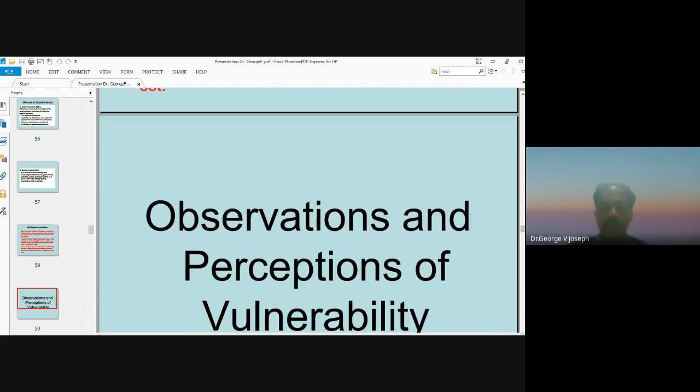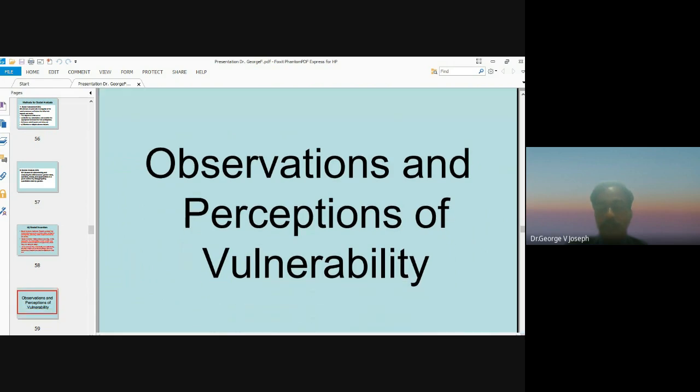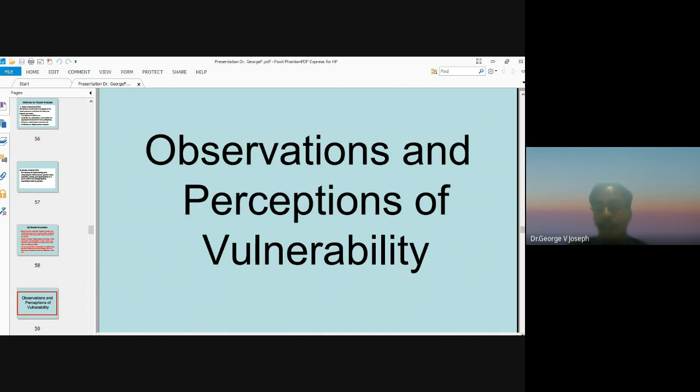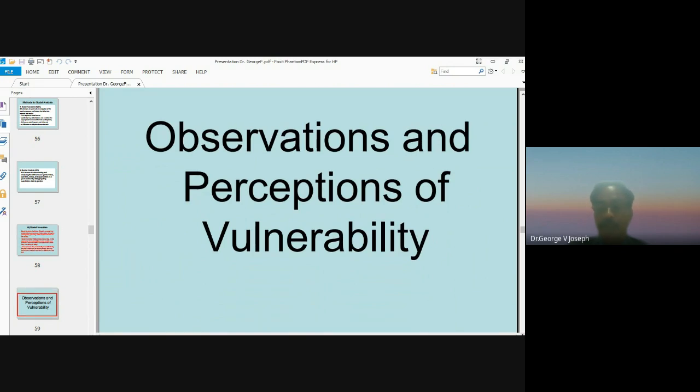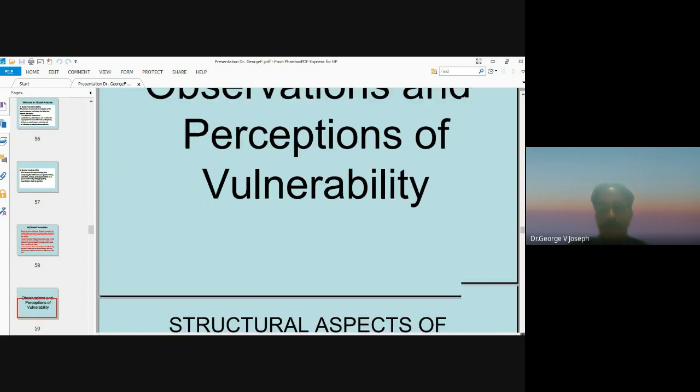Now coming to the perception of vulnerability: what is vulnerability may be different from what is being perceived by the community.